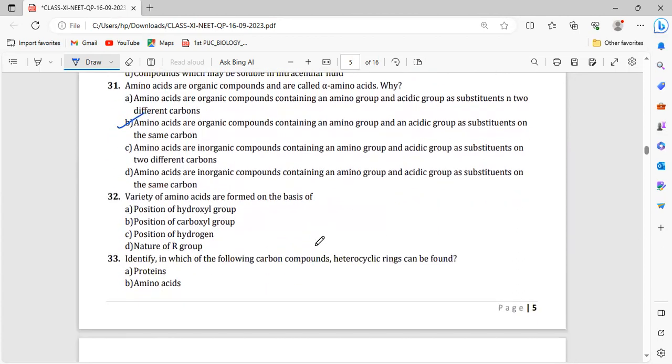Then 32. A variety of amino acids are formed based on the nature of the R group. R is the variable group. Variable means only this group will be varying. On the basis of that, we have different types of amino acids.